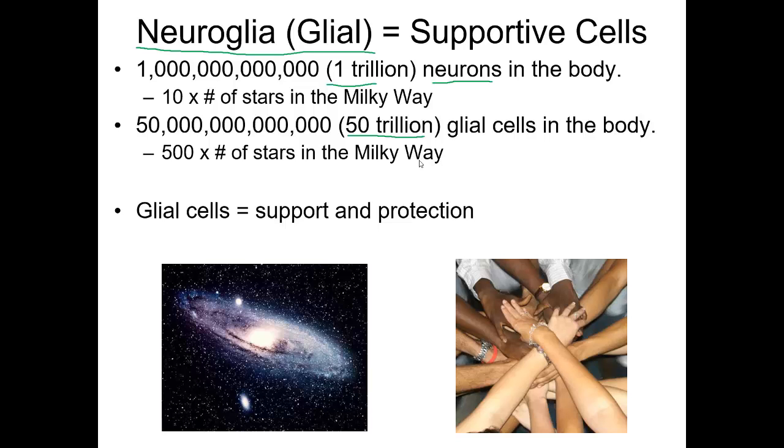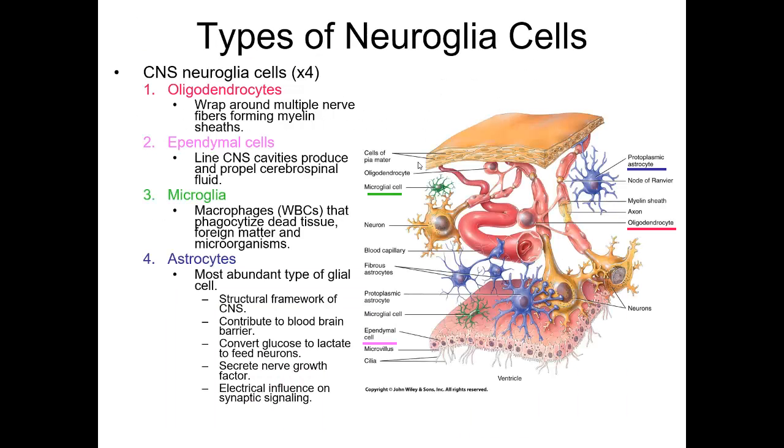We have different types of neuroglia in the central nervous system versus the peripheral nervous system, and you do need to know the names and the functions of each type of neuroglia. And so first, let's look at the glial cells of the central nervous system. There are 4 types of glial cells in the central nervous system. The first type are called oligodendrocytes. So remember, we're in the CNS right now.